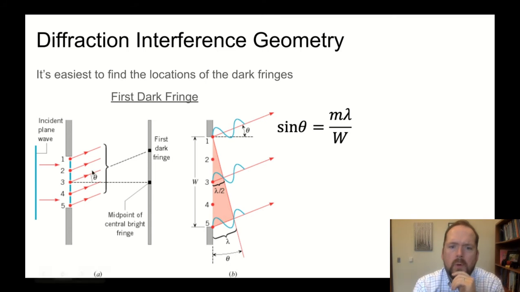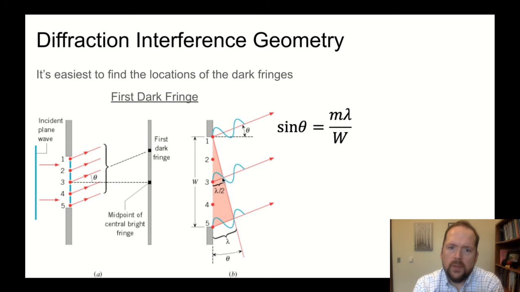Why is that? Well, if we look at this artist image here, right? Light that comes from point 1 goes up at some angle. Light that comes from point 3 goes at about the same angle, but that light has to travel a half a wavelength different distance than the light that came through point 1.